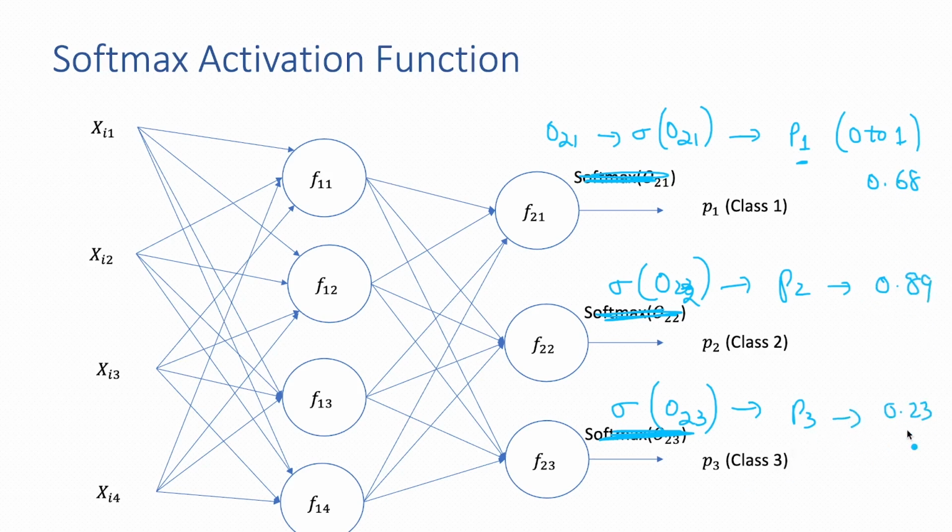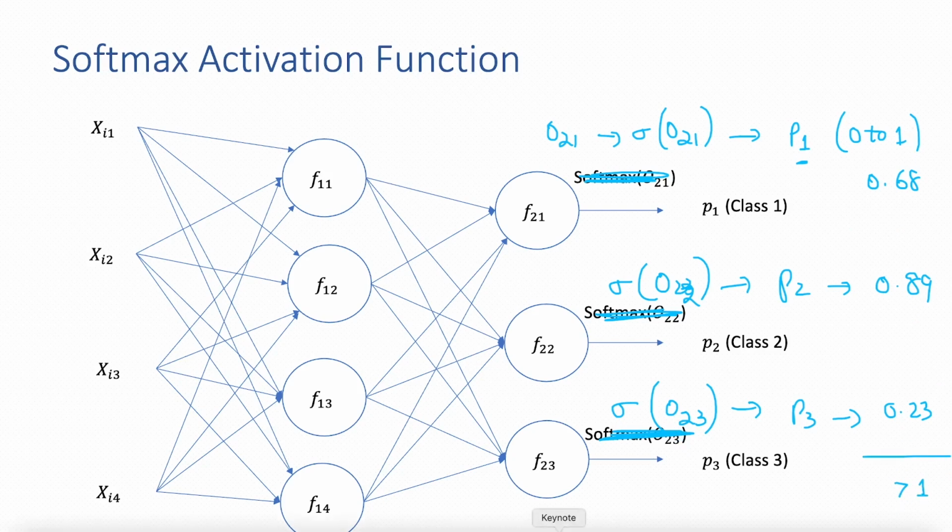So these are independent of each other. They are not relative probabilities, since we are treating every output here as independent of the others. Whenever you take the sum of all of these probabilities, it's typically greater than 1. And this is not what we expect.